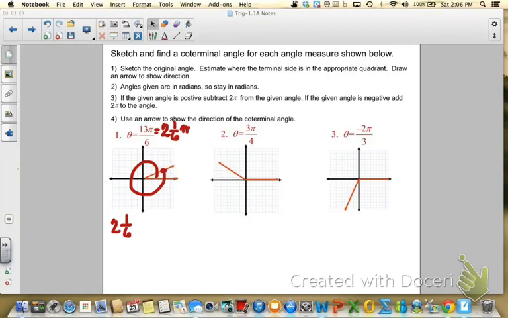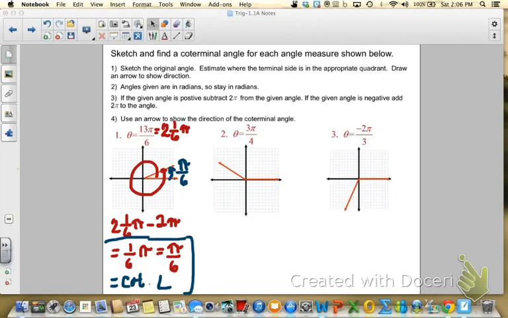So I'm going to take 2 1/6 pi and subtract 2 pi. That gives me 1/6 pi, which we normally just say pi over 6. That is our coterminal angle. Notice where I showed my arrow, from the initial side to the terminal side. We use the blue arrows, and notice in both of those we're going counterclockwise, which is the positive direction for positive angles.